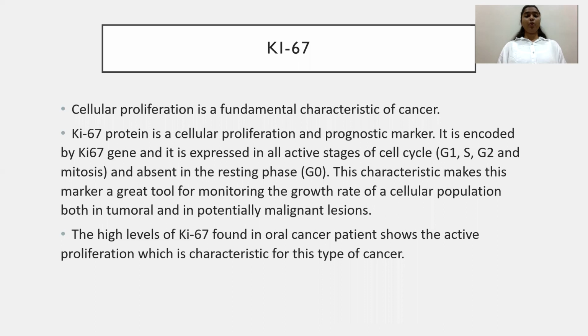Ki67. Cellular proliferation is a fundamental characteristic of cancer. Ki67 protein is a cellular proliferation and a prognostic marker. It is encoded by Ki67 gene and is expressed in all active stages of cell cycle and absent in the resting phase. This characteristic makes this marker a great tool for monitoring the growth rate of cellular population, both in tumoral as well as potentially malignant lesions. The high levels of Ki67 in oral cancer patients shows the active proliferation, which is characteristic of these type of cancers.